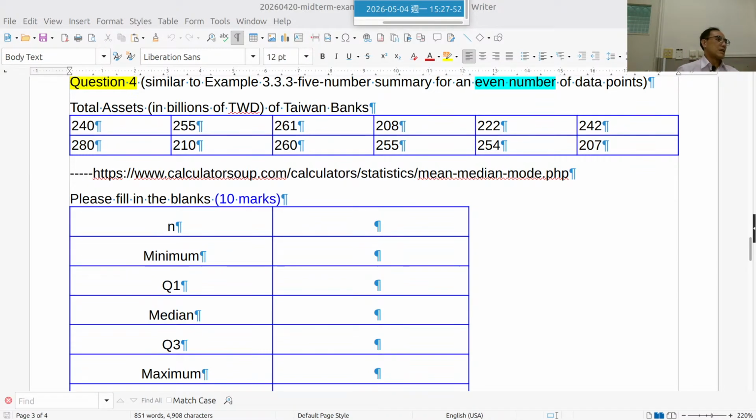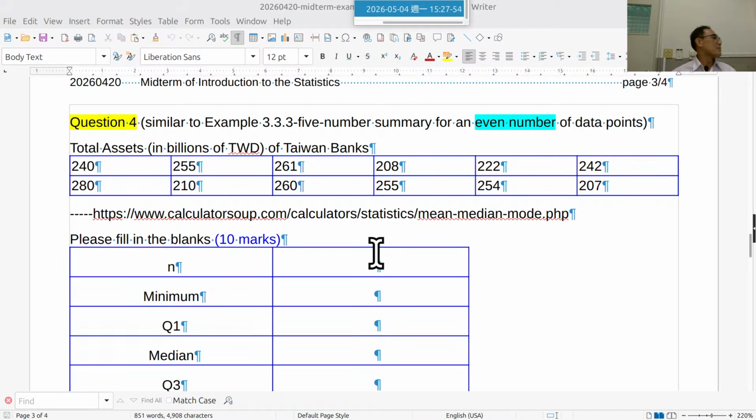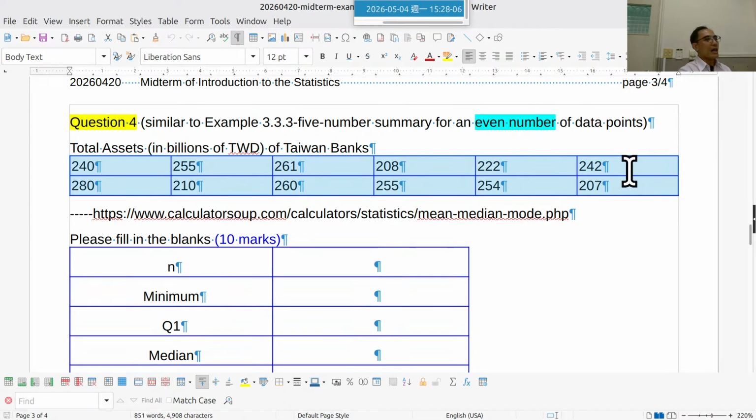Okay, let's check the question here. Question number 4. Total assets, in billions of New Taiwan dollars, in Taiwan banks. The money is here, but we don't care about the money. We care about how to calculate that.